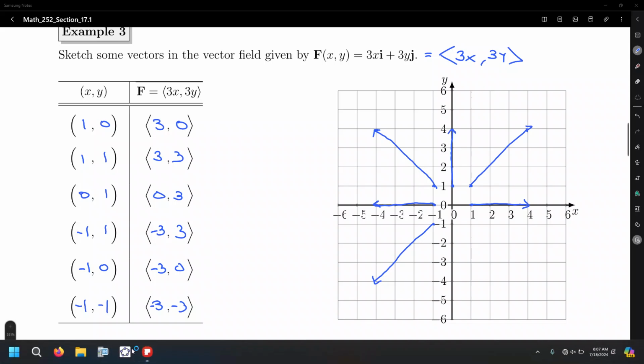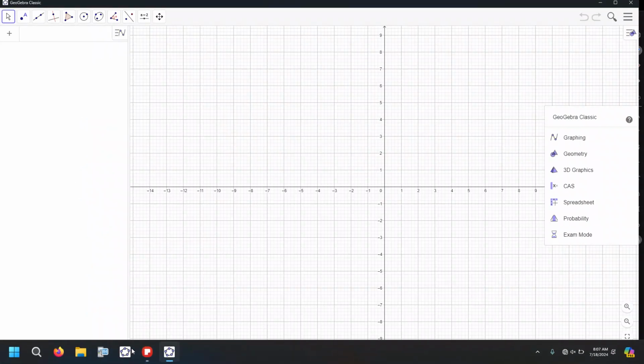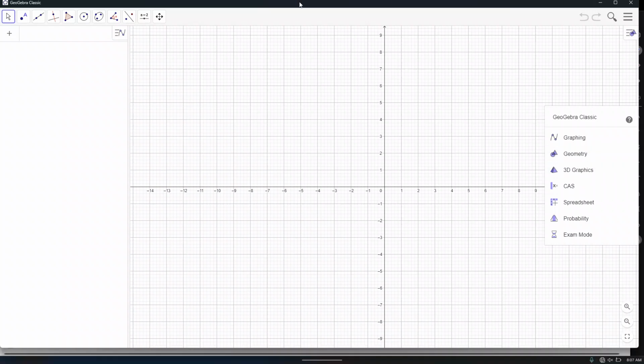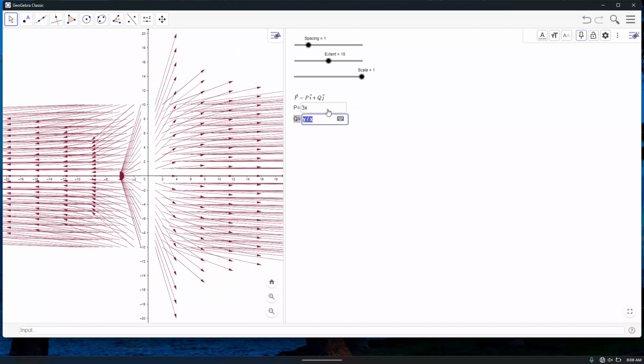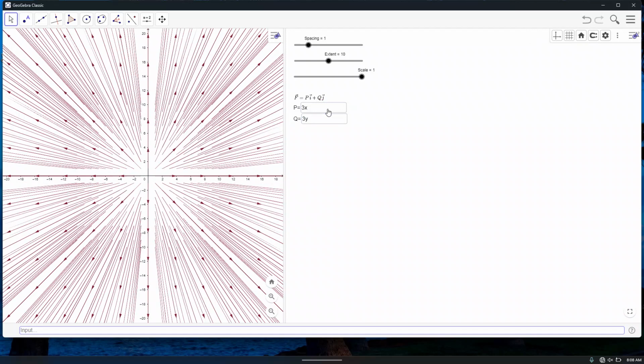So to get a better picture of this, let's go to GeoGebra. In GeoGebra, let me plot this vector field. So what do we have? It was 3x and 3y, so that's 3x and that's 3y. Do you see all these vectors going out of the origin like an expansion?